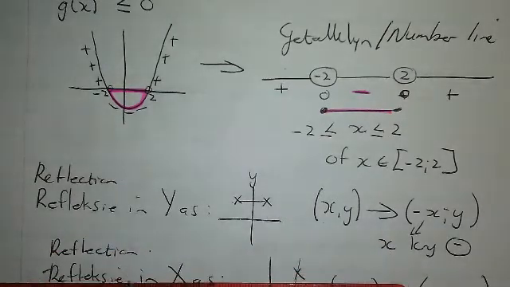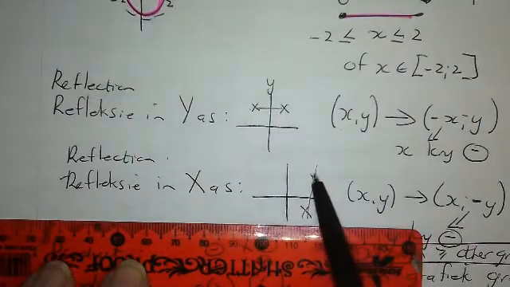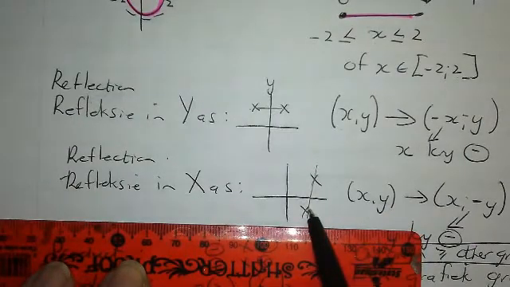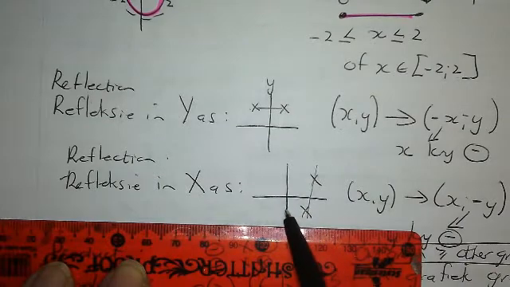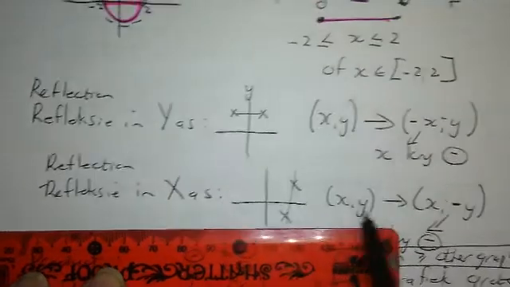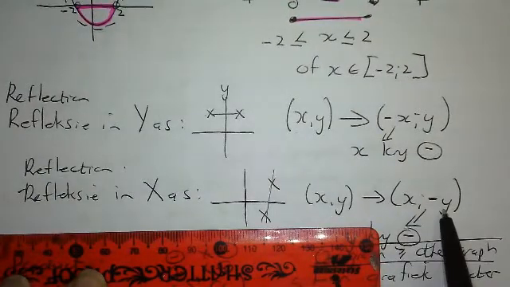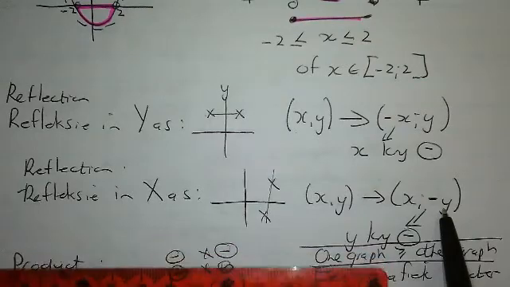If it's a reflection into the x-axis, what will happen now? Can you see your x coordinate will stay the same, but now your y, that one is negative, that one is positive, will change. So reflection in the x-axis: x stays the same coordinate and the y is getting a negative sign. Right.